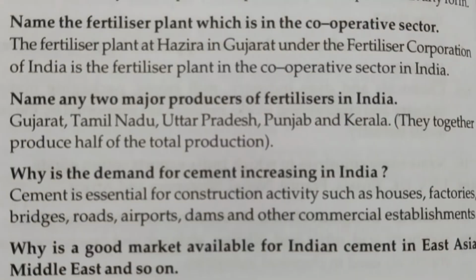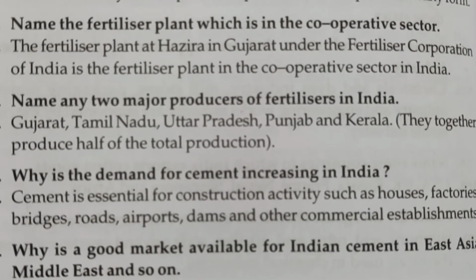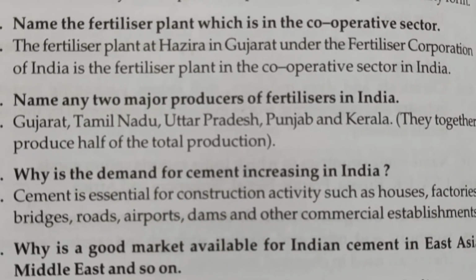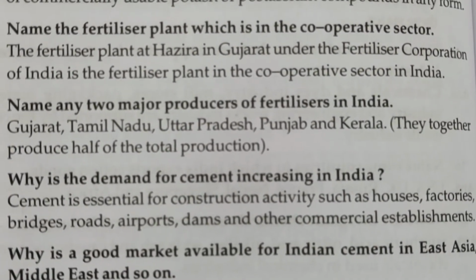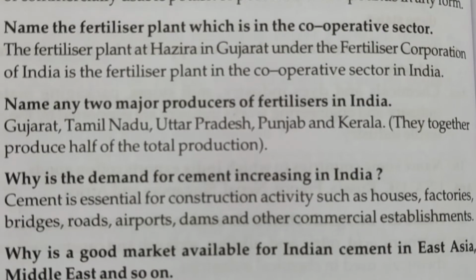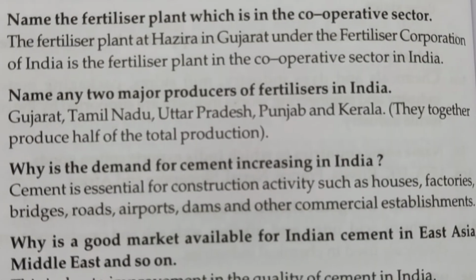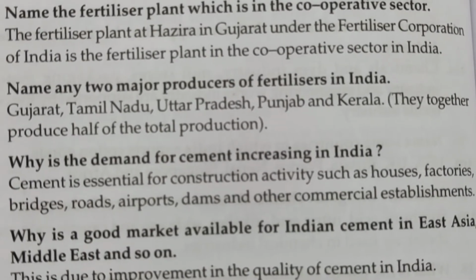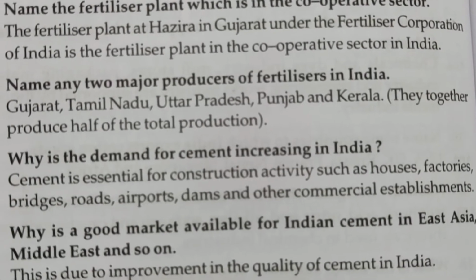Name the fertilizer plant which is in the cooperative sector. The fertilizer plant at Hazira in Gujarat under the Fertilizer Corporation of India is the fertilizer plant in the cooperative sector in India. Name any two major producers of fertilizers in India. Major producers of fertilizer in India are Gujarat, Tamil Nadu, Uttar Pradesh, Punjab and Kerala. They together produce half of the total production.